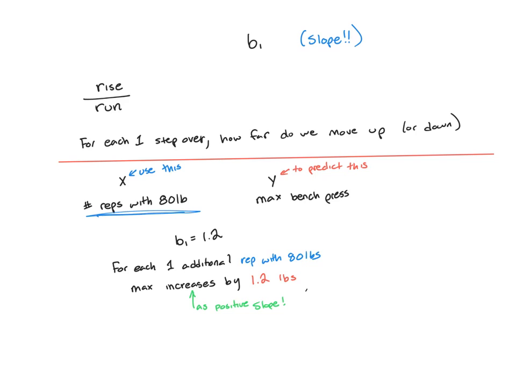So once again, B1 is our slope measure. It tells us for every one we increase in whatever the x variable is, this is an increase if it's positive or a decrease if it's negative in my y variable.